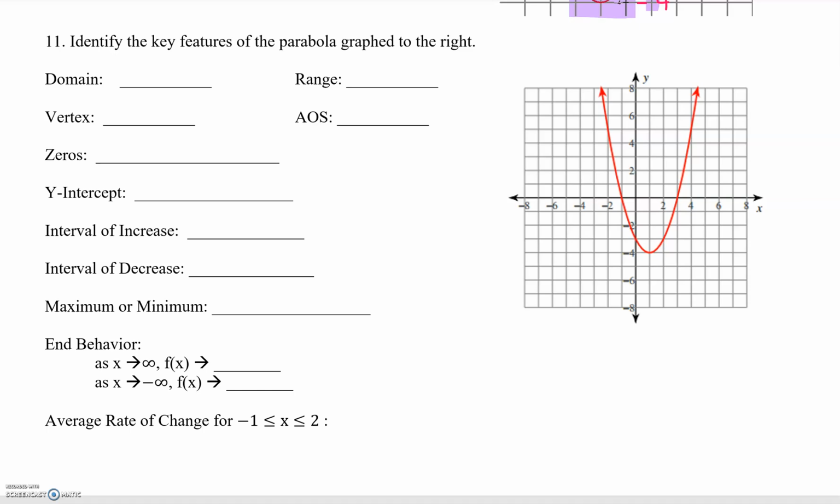Welcome back to the second part of the test review on quadratics, graphing, characteristics, transformations, and converting. We are picking up with number 11.